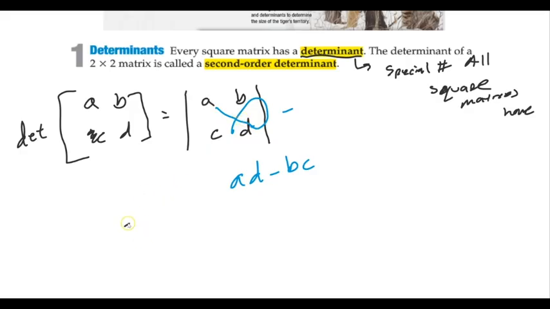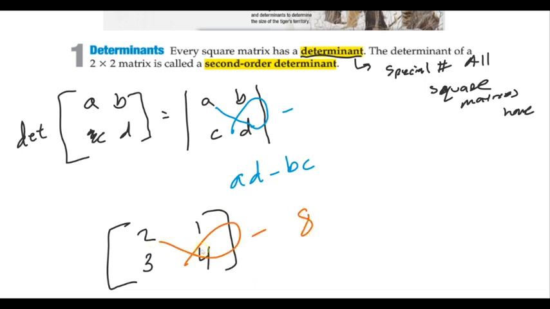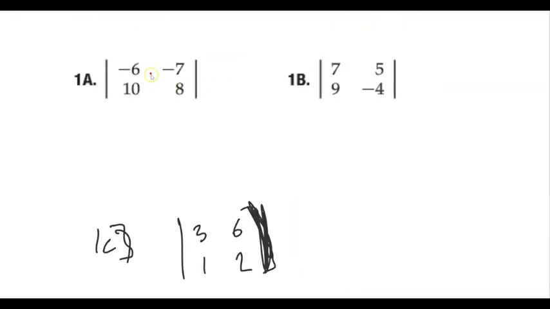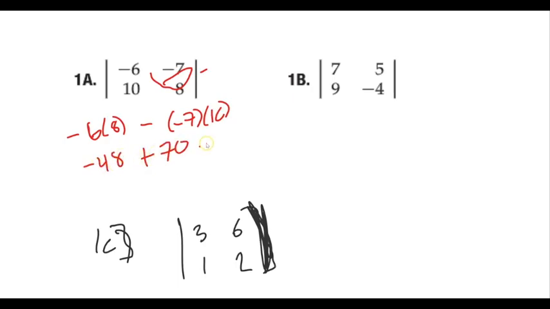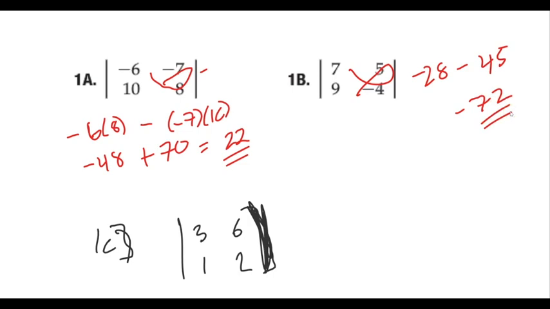Let's do a quick example, and then we'll do a few more. Alright, so if I gave you that, the determinant's going to be 8, 2 times 4, minus 3, or 5. And that's the determinant of a 2x2. Few more quick examples. Determinant of this, down minus up. Negative 6 times 8 minus negative 7 times 10. I get negative 48 plus 70, also known as 22. Over here, down minus up, I get negative 28 minus 45, about 72, negative 72. And that's all it is for a 2x2 determinant.